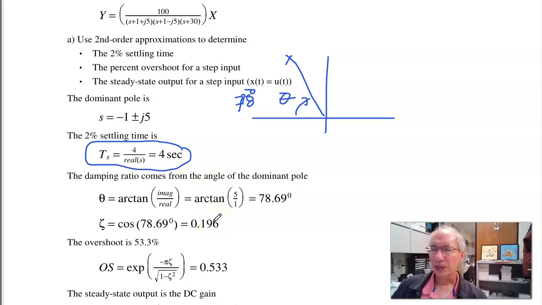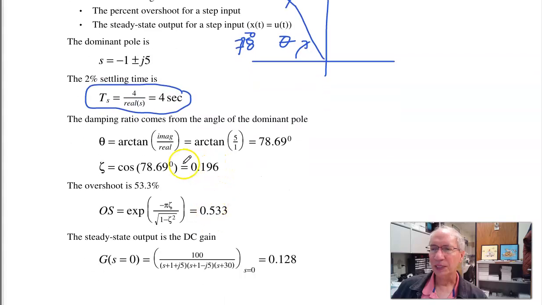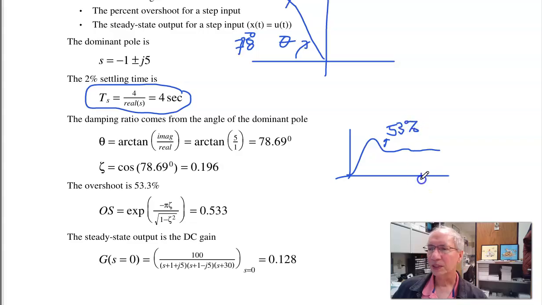From the second order approximation sheets, if I know the damping ratio, I can find the overshoot. 0.196 damping ratio gives an overshoot of 53%. And the DC gain is just G of s at s equals 0, 0.128. So the step response should look like this. I've got 53% overshoot. The settling time is 4 seconds. And the DC gain is 0.128.